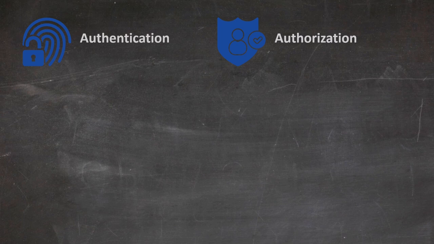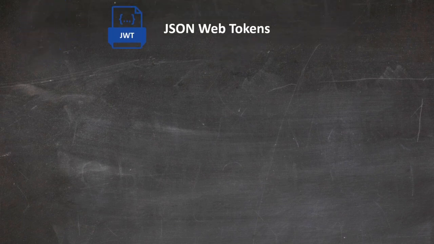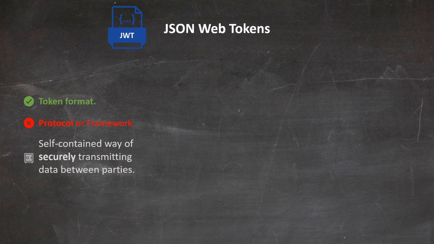Now that we understand the concepts and differences between authentication and authorization, let's talk about JSON Web Tokens, or JWTs. A JWT is a token format. It is not a protocol or a framework. It's essentially a compact, self-contained way of securely transmitting information between parties as a JSON object.